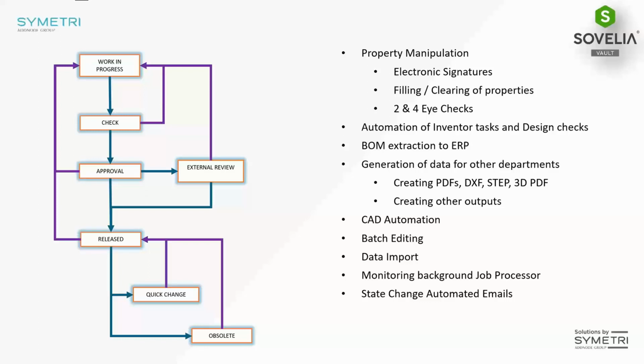So property manipulation is something we can do to a certain extent in Vault, but let's say we wanted to automate that. So say, for instance, we wanted to set it so that if a file is changed to work in progress, the author on that file is now the user who actually changed the state of that file. So we get that property written.